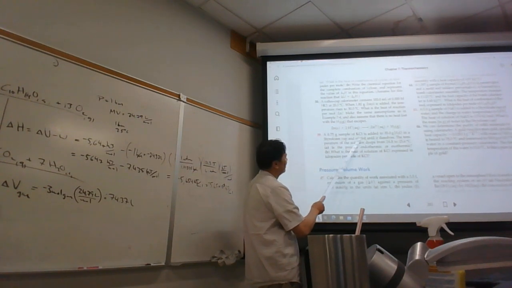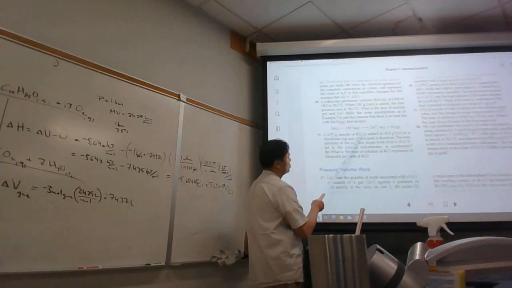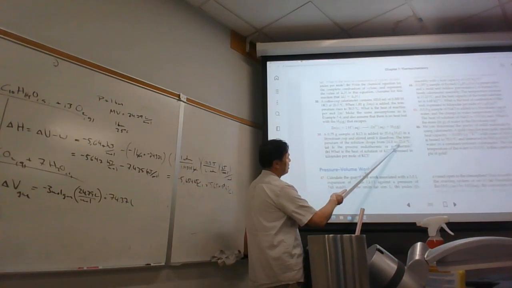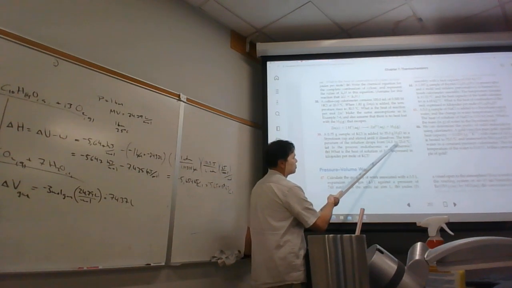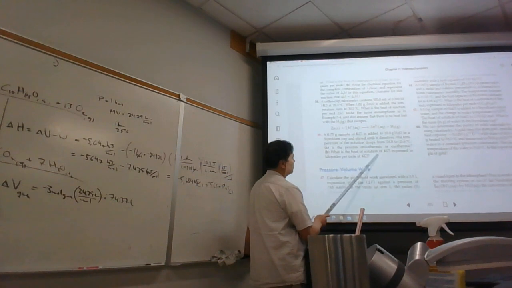Problem 39, here, KCl is added to water. So this is a dissolution, the dissolution of KCl. It's actually endothermic because the temperature drops. And so it's got to be endothermic because it's taking heat from the surroundings. What is the heat of solution of KCl?